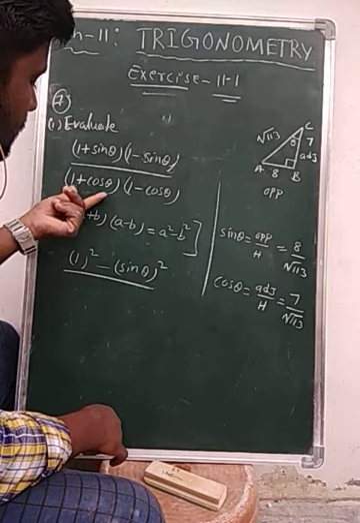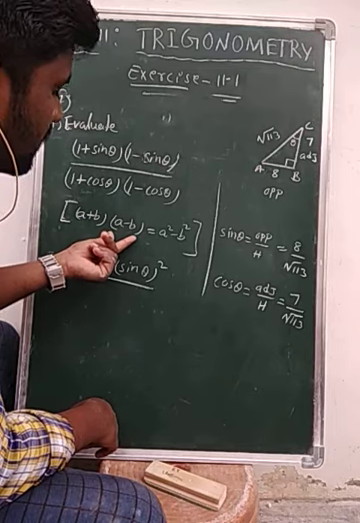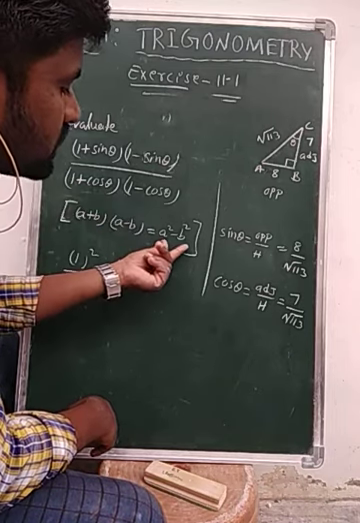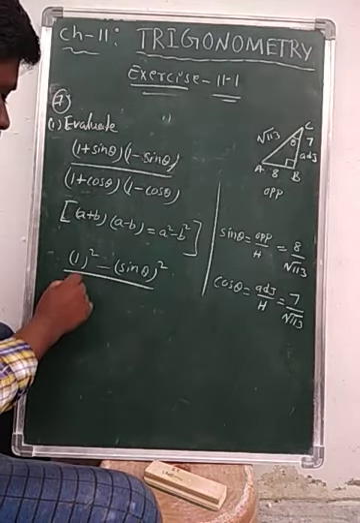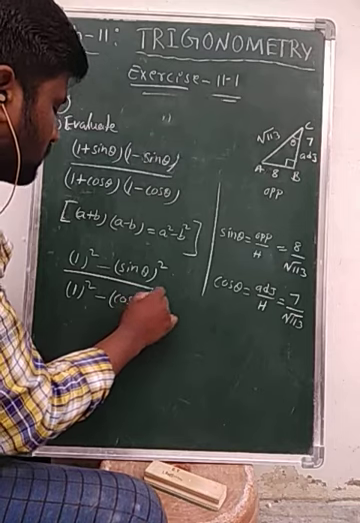Now the denominator part. 1 plus cos theta is in the form of A plus B, and 1 minus cos theta is in the form of A minus B. 1 plus cos theta into 1 minus cos theta, that is A square minus B square, that is 1 square minus cos theta whole square.